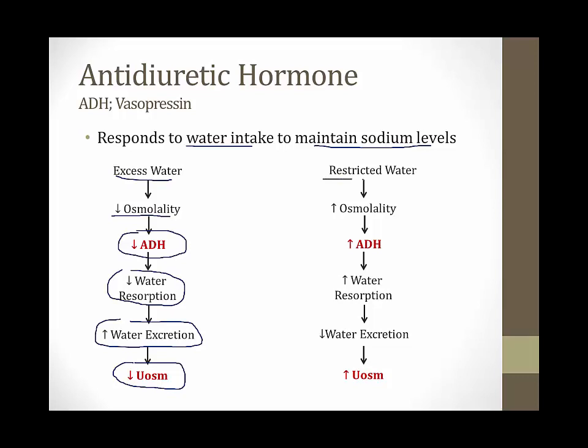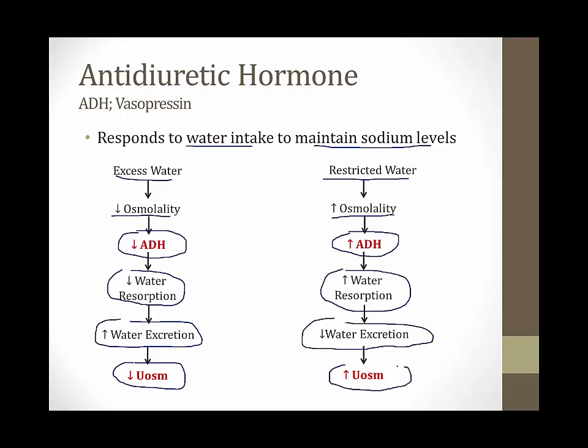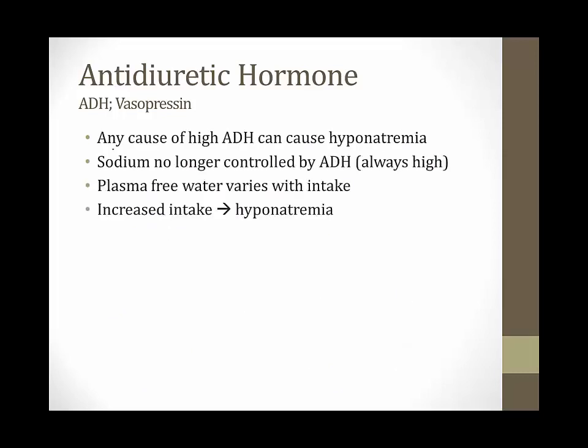On the other hand, if you restrict the amount of water that you consume, this will raise the plasma osmolality, and the posterior pituitary will respond by increasing the amount of ADH released. This will lead to increased water resorption by the kidneys and less water excretion that will concentrate the urine and raise the urinary osmolality.